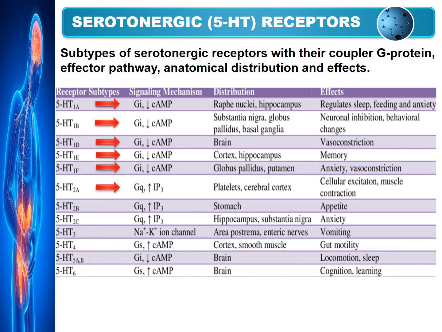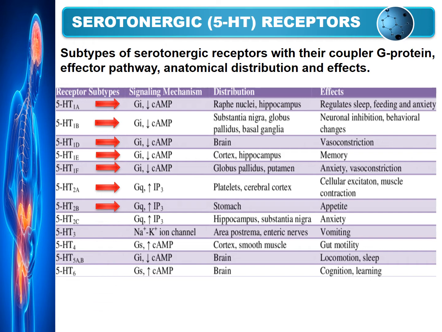Then the second family of serotonergic receptor is 5-HT2, having 3 subtypes. The first subtype of this family is 5-HT2A, having the GQ type of the G coupler protein, and it functions through increasing the intracellular concentration of inositol triphosphate, and it is located at platelet and cerebral cortex. Also, it regulates and affects the cellular excitation and muscle contraction.